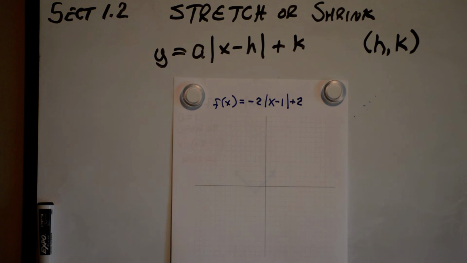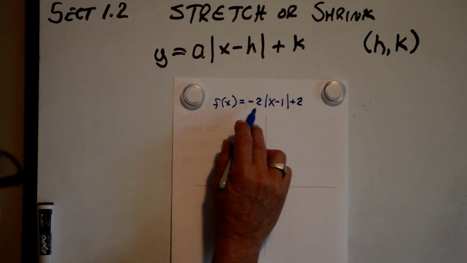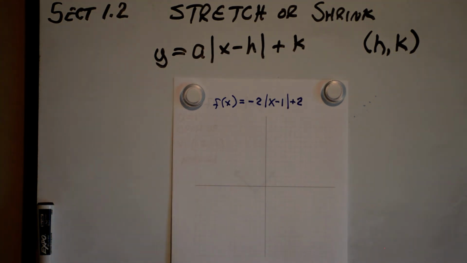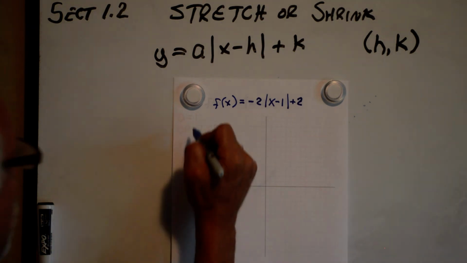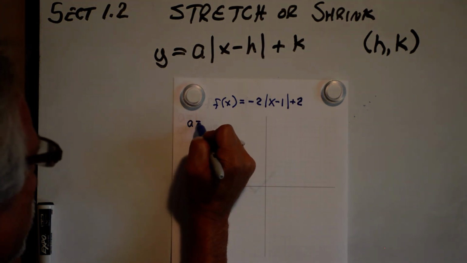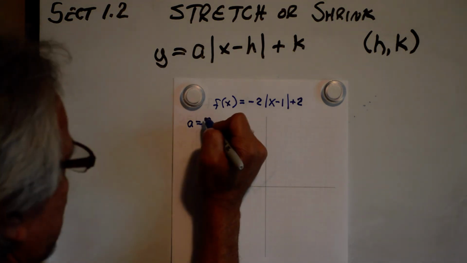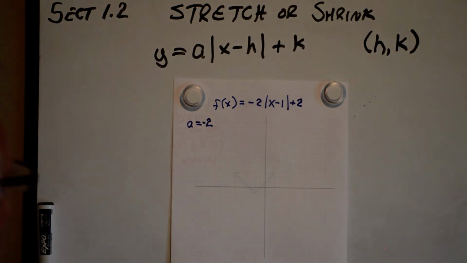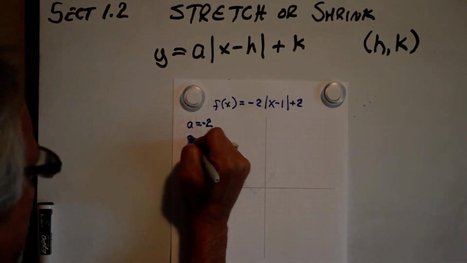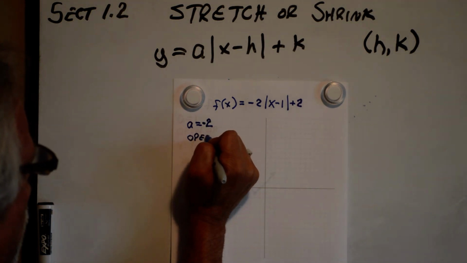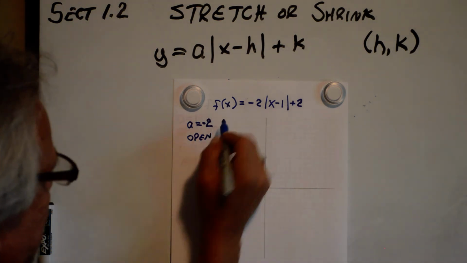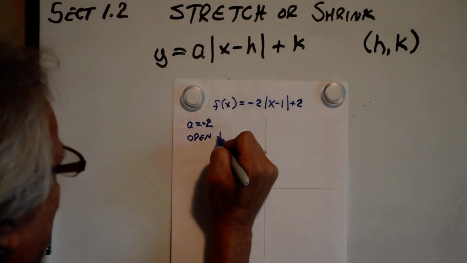Everything we know about it. That negative tells me it's going to open downward. That 2 tells me it's going to be a stretch. So my a right now is equal to 2. Oh, we'll say a negative 2. My a is equal to a negative 2. Because it's negative, this guy is going to open down.